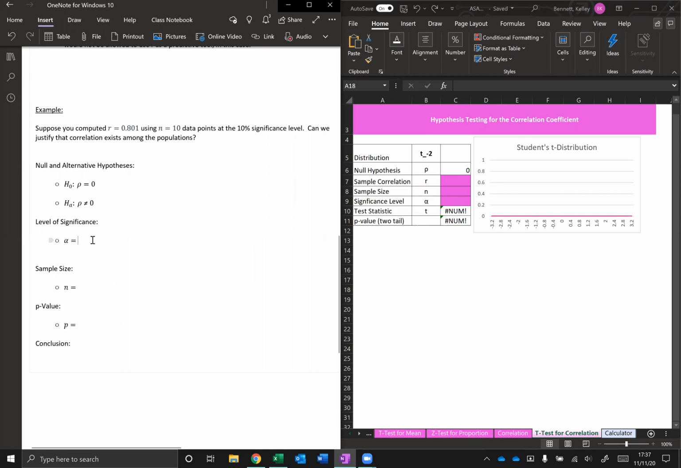The problem tells us what our level of significance is. It says it's 10%. So I'm going to use 0.10, and I'm going to go ahead and type that in for alpha in my sheet. So 0.10. And then for my sample size, this is telling me that we used a sample size of 10. So I'm also going to enter that into my Excel sheet. And it also is telling me that we computed R to be 0.801.